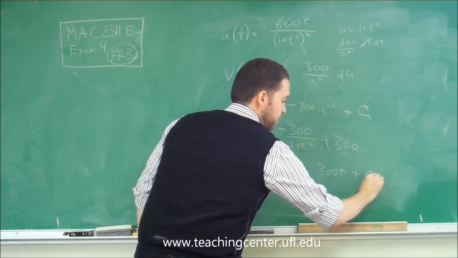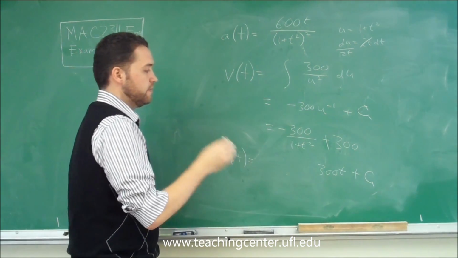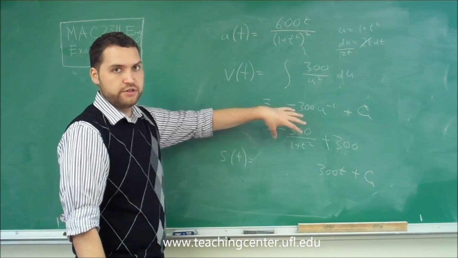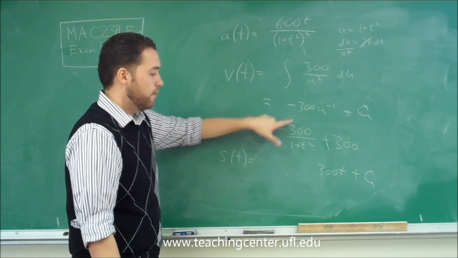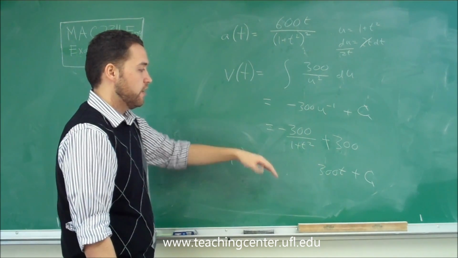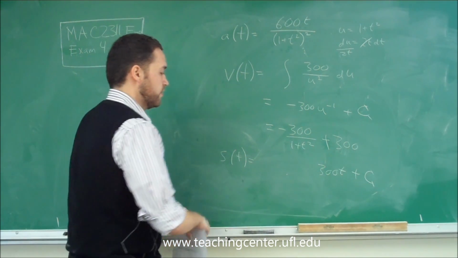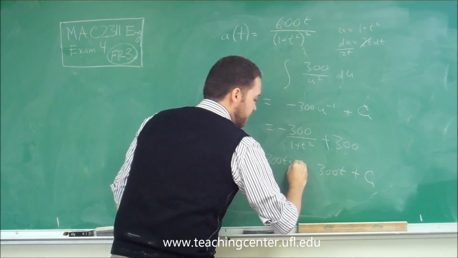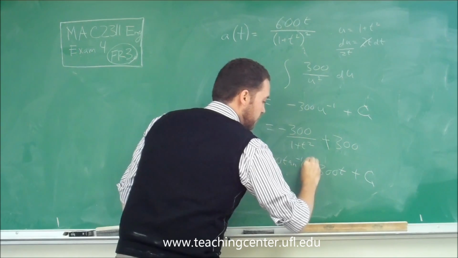But this part here is a little bit trickier, just because we need to have this memorized. The negative 300 is just a constant, so that can be left alone. But 1 over 1 plus t squared, the antiderivative of that is actually going to be arctangent. You just have to have that memorized. So you can say this is negative 300 arctangent of t.